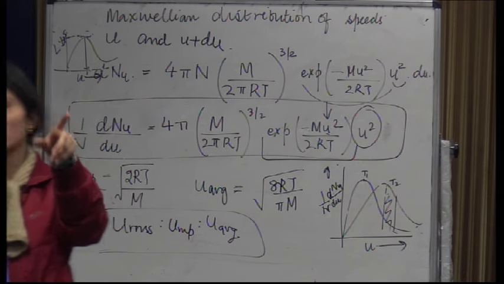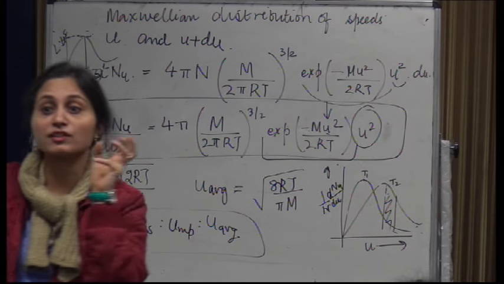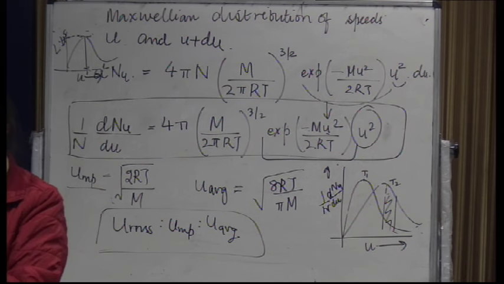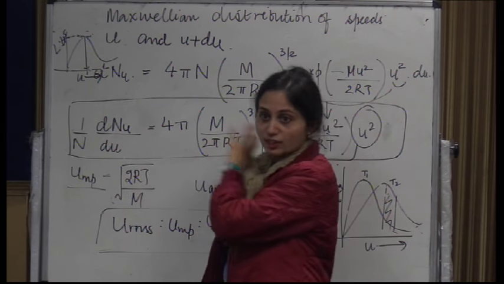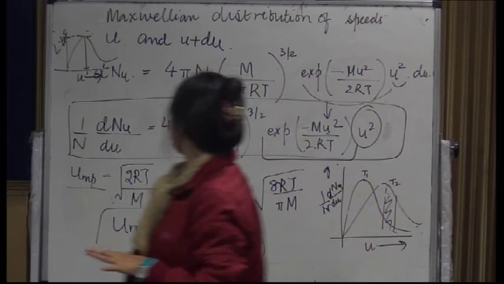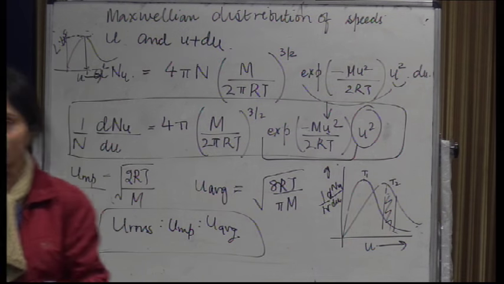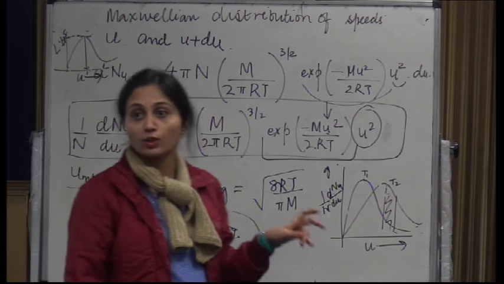Okay, just a quick recap of Maxwell's distribution of speed. Your molecules are not moving with just one speed, they're moving with different speeds that rise within a range of u and u plus du. The expression needs to be gone through at least 4 to 5 times, that is dnu is equal to 4 pi n into m upon 2 pi rt whole to the power of 3 by 2 into exponential of minus mu square by 2 rt into u square into du.